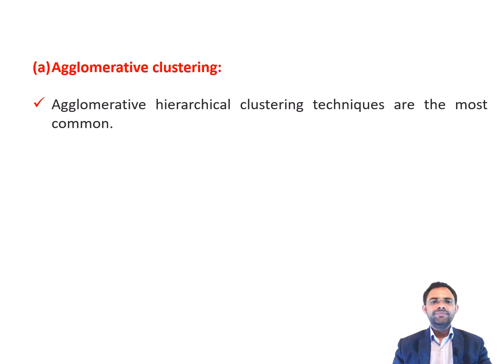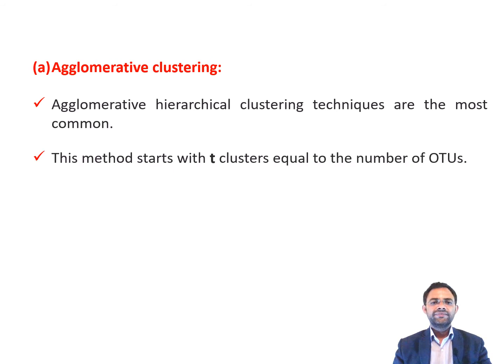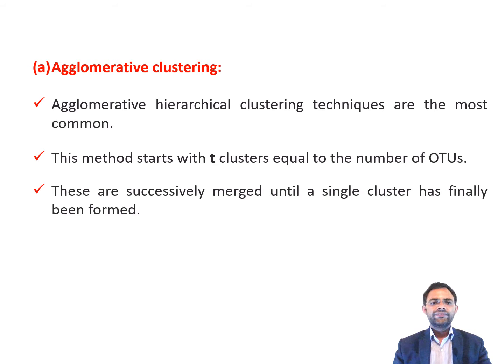The agglomerative hierarchical clustering techniques are the most common techniques used in numerical taxonomy. This method starts with clusters equal to the number of OTUs. These are successively merged until a single cluster has finally been formed.